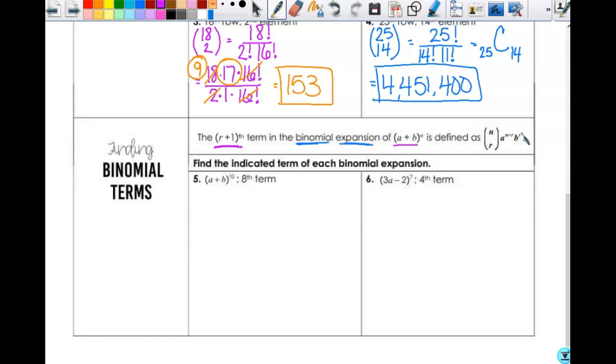Here's how this works. We've got to make sure that we understand all of our pieces here. So a plus b to the 10th, that means that n is 10. I want the 8th term. This is the r plus 1th term. That's how you figure that out. So r is not 8, r is actually 7. Okay, so to find r, r equals the term number minus 1. Okay, here's why.